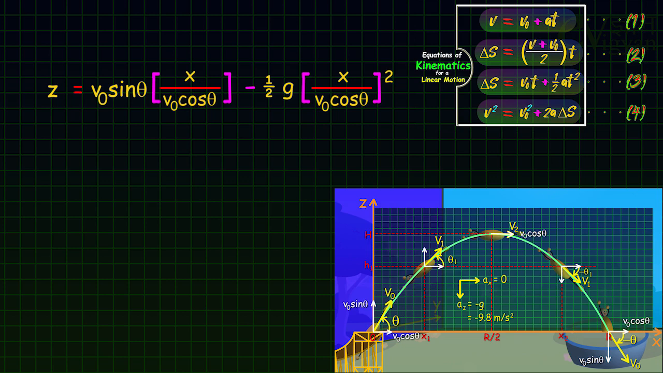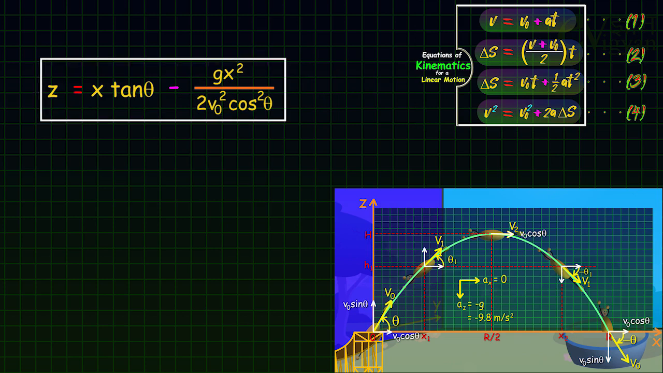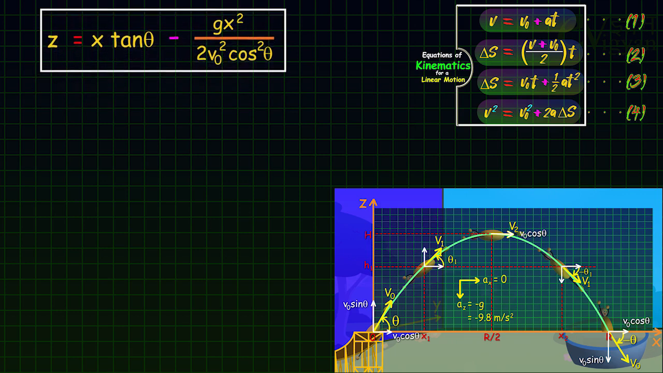And finally the equation becomes z = x tan θ − g x² / (2 v₀² cos² θ). This is the equation of the trajectory of the projectile motion of this person.